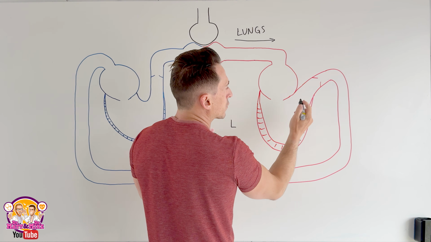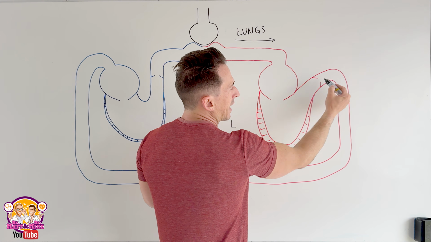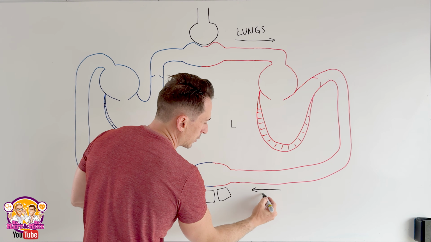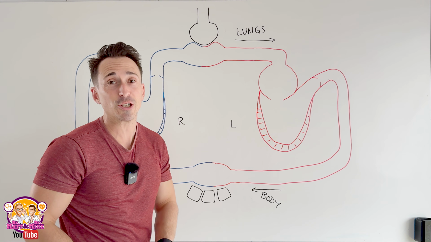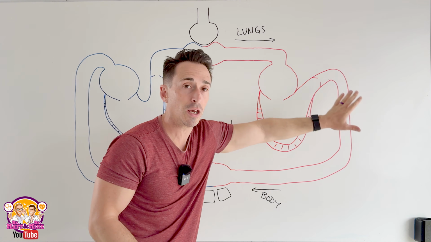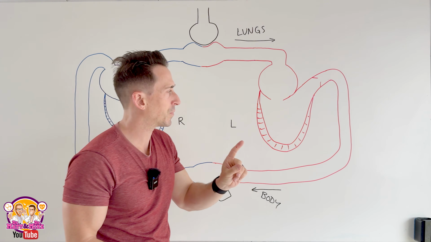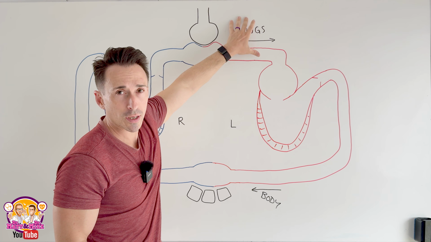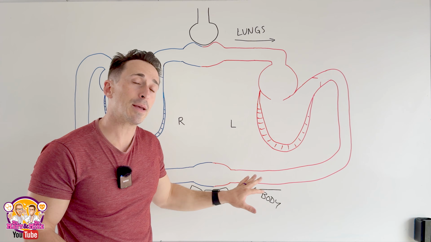So it contracts forcefully, pushes blood out through what's called the aortic semilunar valve into the aorta, and then sends this blood out through the systemic circulation to all the tissues of the body. So that is the circulation of the left-hand side of the heart. Receives blood from the lungs, sends blood to the body. So this is really important to understand heart failure. Behind the left-hand side of the heart is the pulmonary circulation. In front of the left-hand side of the heart is the systemic circulation.